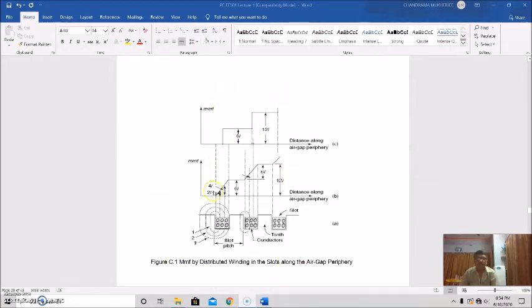So these are nicely depicted in this figure. This is slots. This is the MMF path for the first 2 conductors. This is for the second 2. That means this is the third. So this is the MMF distribution: 2I, 4I, 6I. This is the simplified form in step form, which is taken from the middle of the slots. So this is the MMF by distributed winding in the slots along the air gap.